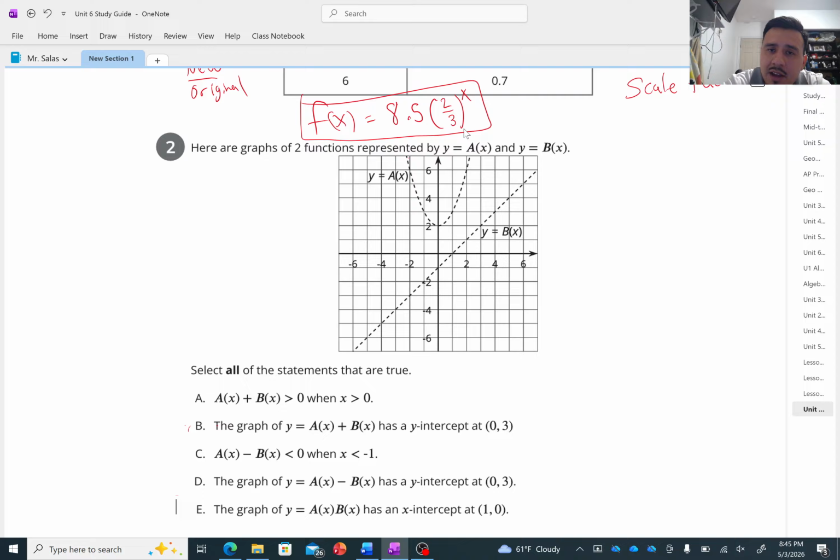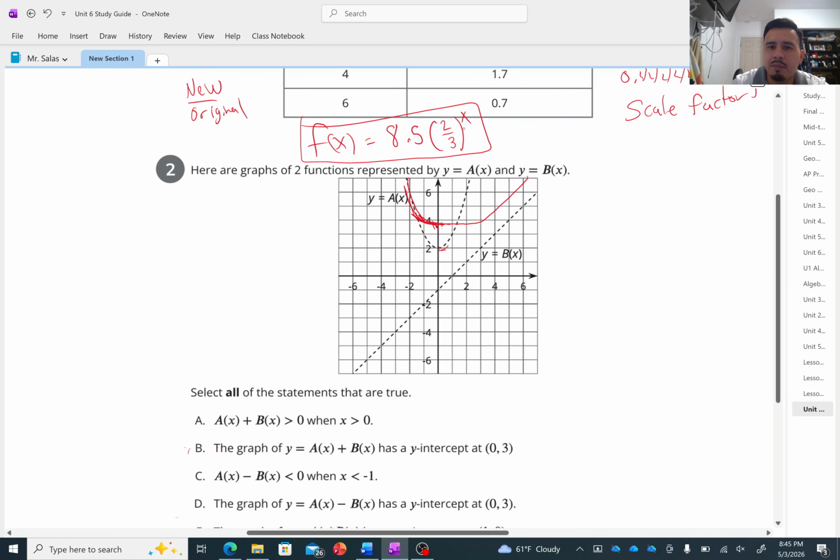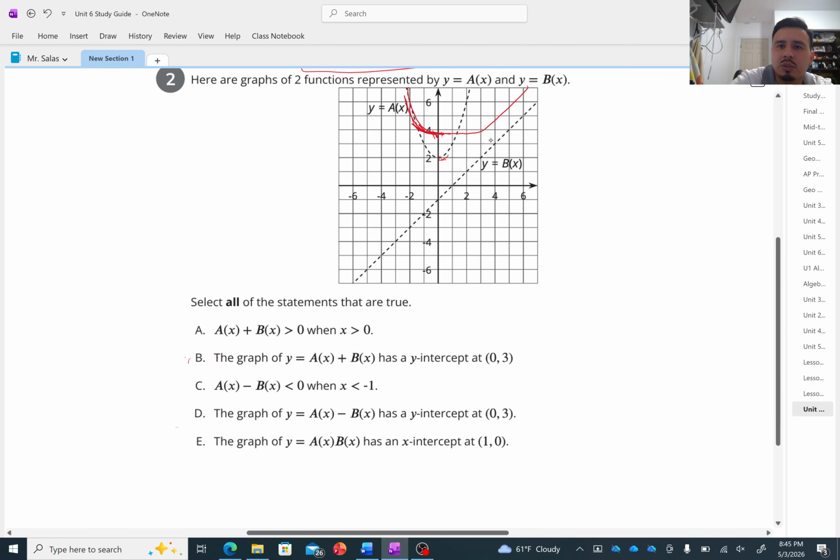So let's see. A of x plus b of x should look something like, whoops, I did a little too high. So it starts curving around here. It doesn't curve all the way around right there. So it should curve right there, and then it goes up, right? Sorry, I was trying to get it a little bit lower. That should be around the three mark. Give me 1 second. It should be around there. Boom, and then it goes up.